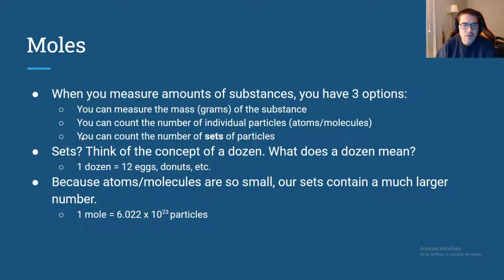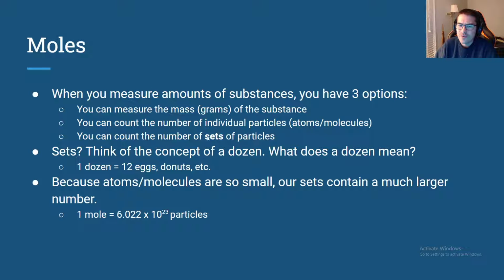The third way that you can measure something is by counting the number of sets of particles. Okay, and we're going to talk about that. Sets, what does that mean? If you had me last year, you should remember me talking about this concept of a dozen. You guys know what a dozen is, right? 1 dozen is 12 of whatever you're talking about. You could have a dozen eggs that you buy at the store, or a dozen donuts that you buy at Krispy Kreme. 1 dozen is equal to 12 of whatever it is you're talking about. That's what I mean by sets, okay? So you can count the number of sets.